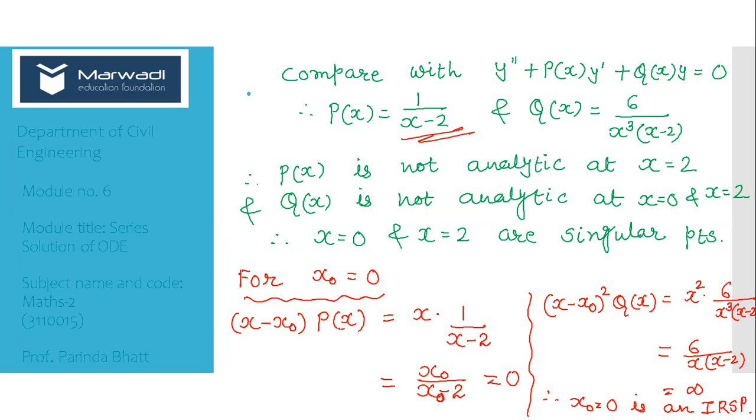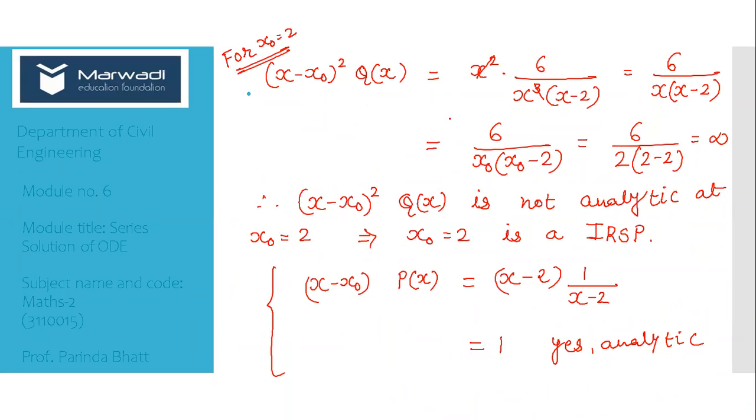Therefore, (x minus x0) p of x. x as it is, since x0 is 0, no need to write it. Put in the p of x value. Now enter x equal to 0. Therefore, 0 by (0 minus 2), so the answer is 0. And the other condition, x squared into q of x. Therefore, the remaining is this term. Now we apply x equal to 0 here. Therefore, 6 by 0, and this is infinity. Therefore, one condition is satisfied, one is not satisfied. Therefore, this point is an irregular singular point.